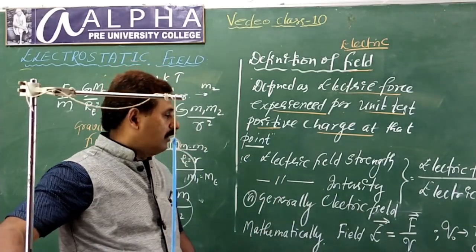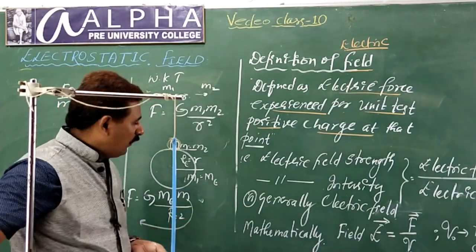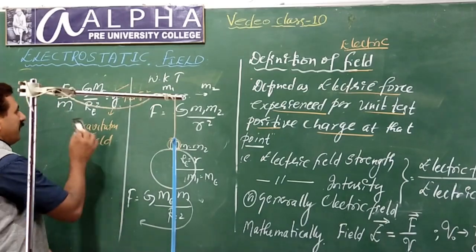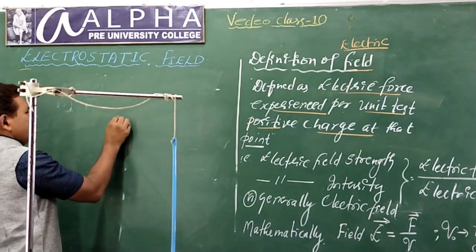In electric field also, force per unit charge is a constant at that place. What is the meaning of this? I'll rub the students now. You have this idea now. Now come back to this example.